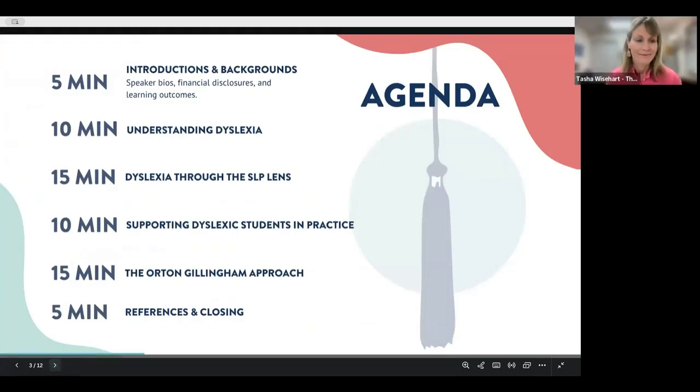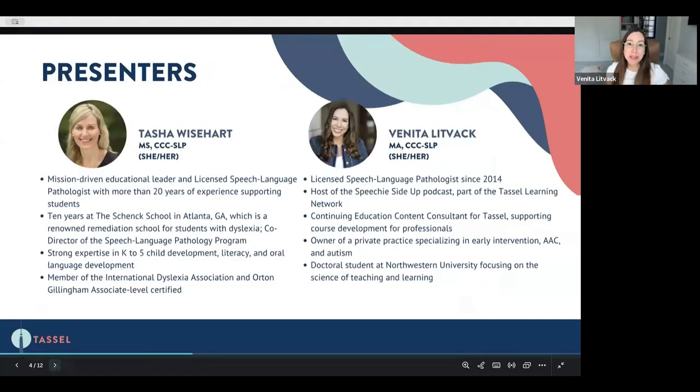Here's our agenda for today. We're starting with introductions and backgrounds, and then we'll get into understanding dyslexia and what that looks like through the SLP lens, how to support dyslexic students in practice, the Orton-Gillingham approach, and then we'll wrap up with references and closing remarks. Tasha, again, thank you so much for coming on. Can you share a little bit about yourself?